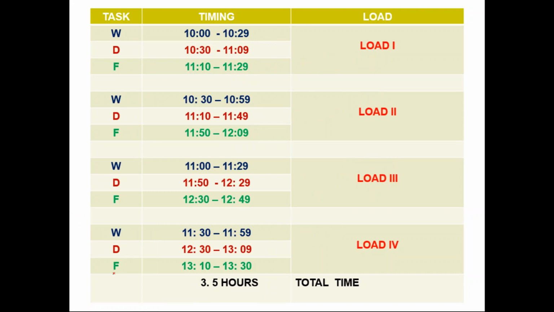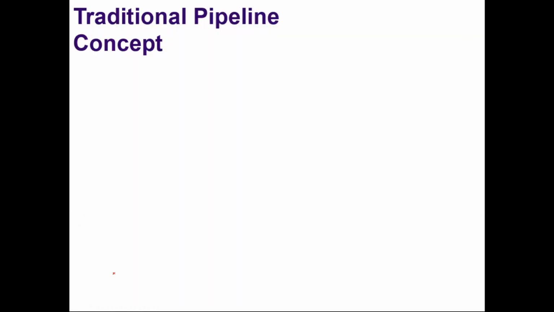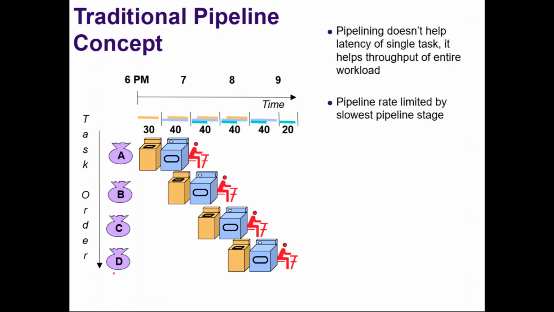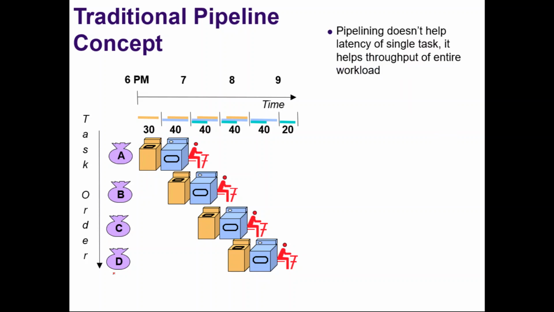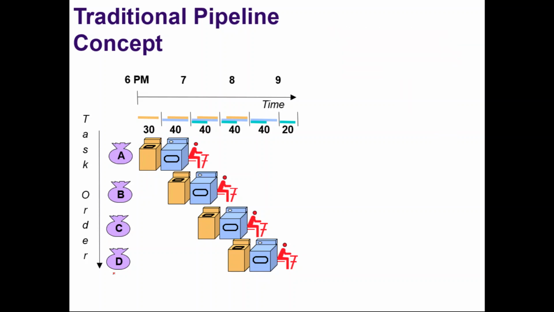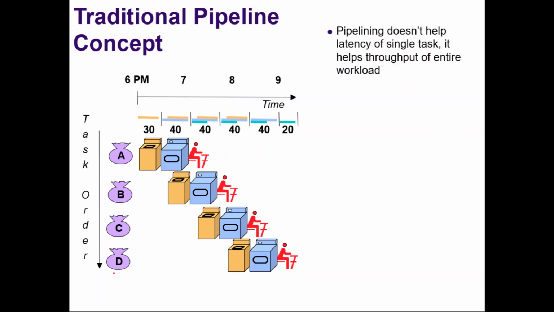Now this idea was inculcated into computer science. Fine. So let us understand some basic principles about pipelining. Pipelining doesn't help to improve the latency of a single task. What is latency? Latency is the time duration required to perform one task. Latency is the time required to complete one task.